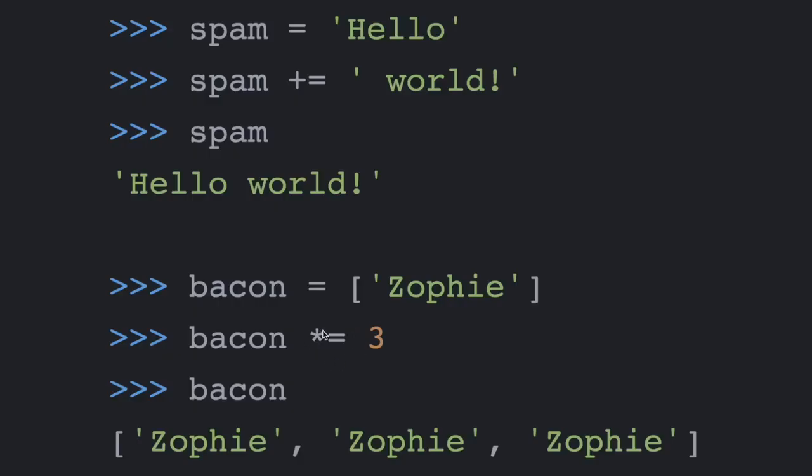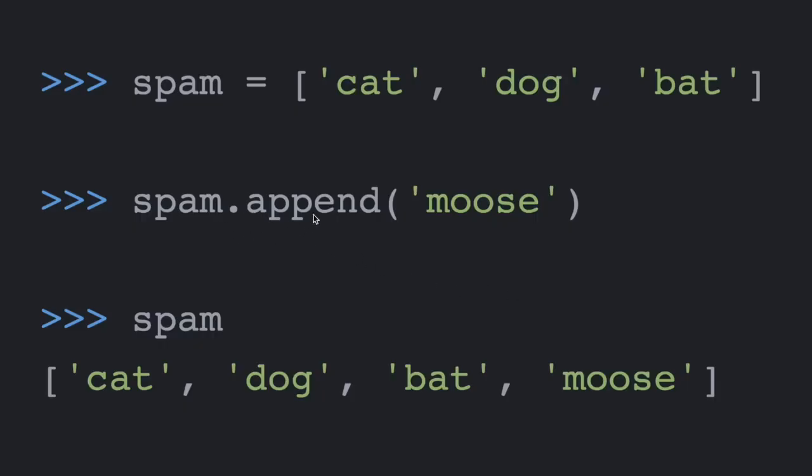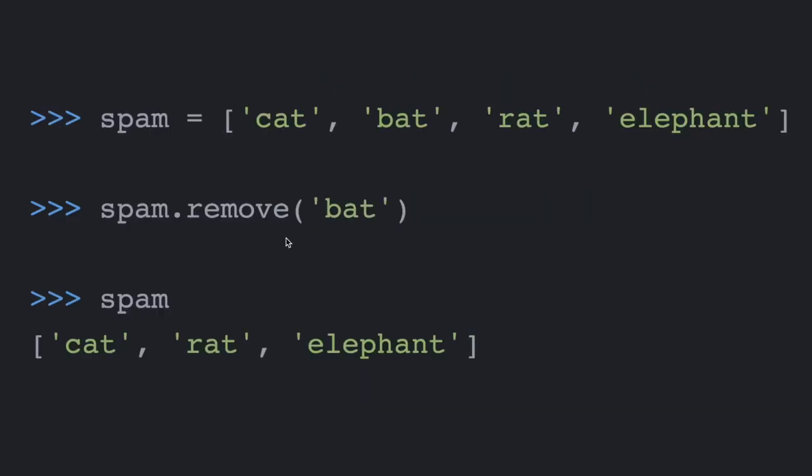You can also use it with the times equals operator. And we can use .index to find out the index of a certain item in a list. And we already talked about this, but .append can add an item to the end of a list. And insert can add an item at a specific index in a list. And .remove will remove the first item in a list that has that value.